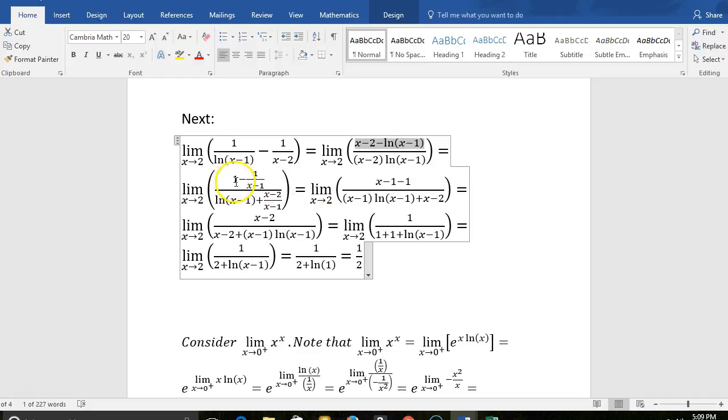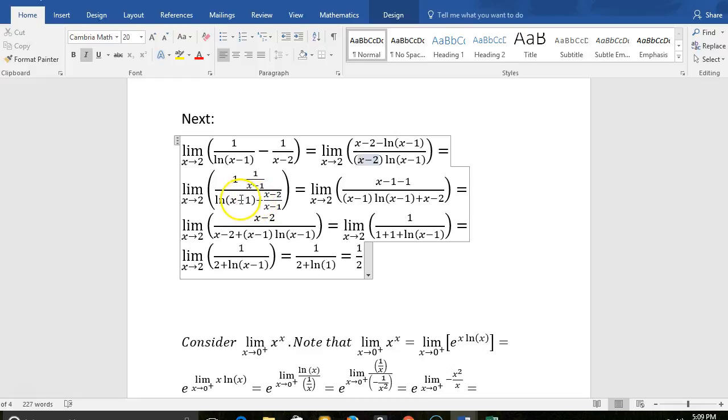So f prime is 1 if I derivate this, x minus 2 is just 1 when I derivate it. And then I got minus, and if I derivate the ln of x minus 1, that's just 1 over x minus 1. So here's f, and this is f prime. Alrighty. Now down here was my g. Now here is g prime.